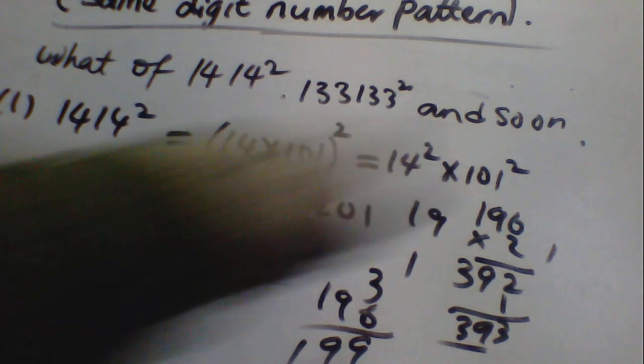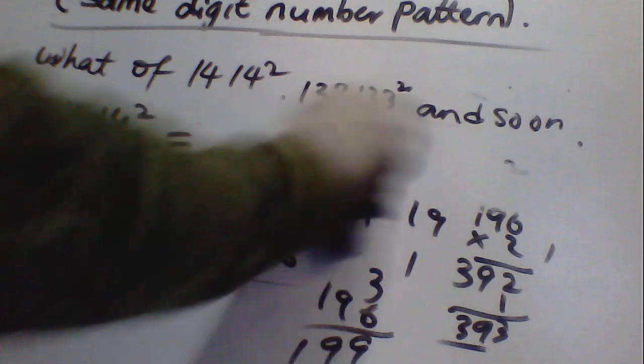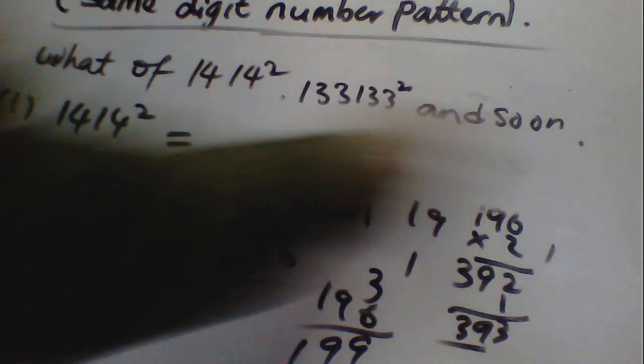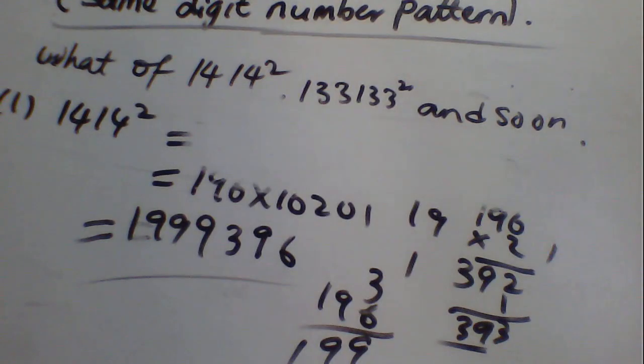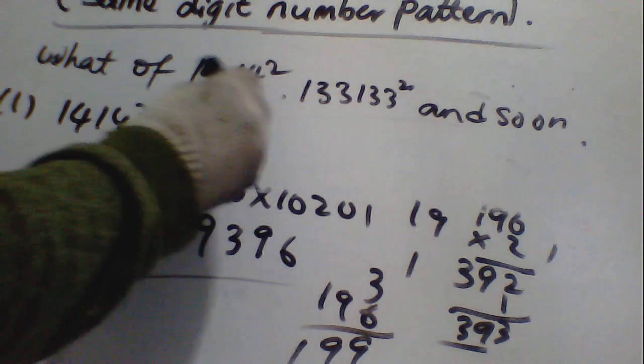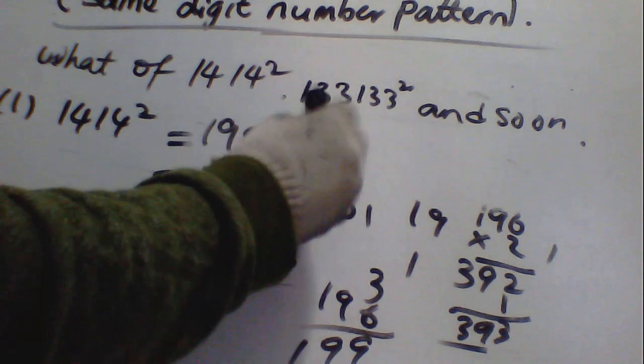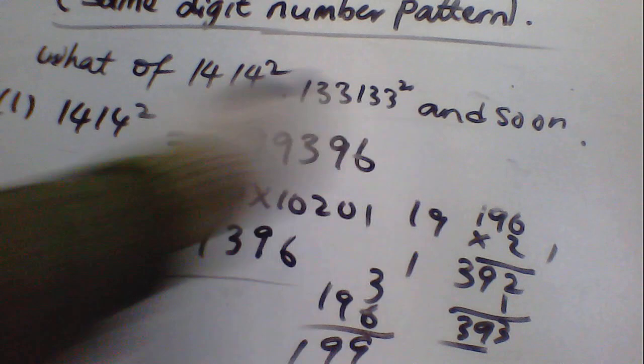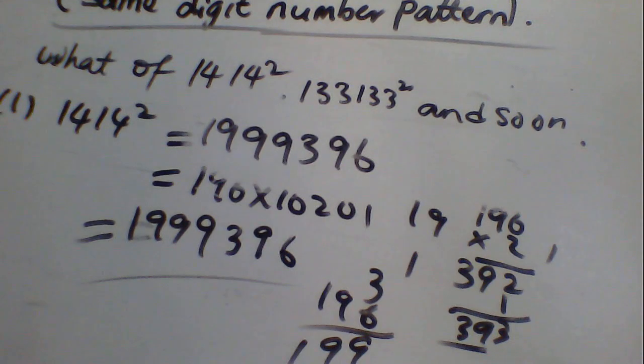So the square of 1414 is the same as 1999396. So that is very easy. That is how you can solve it.